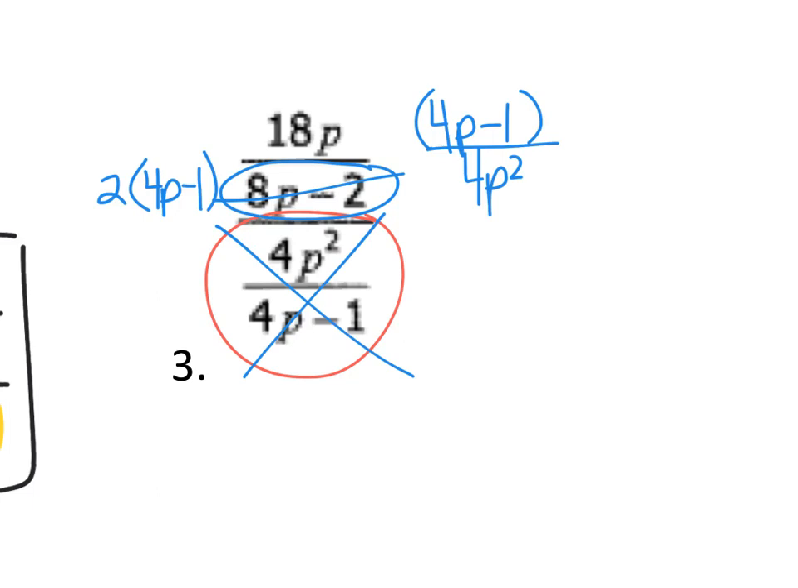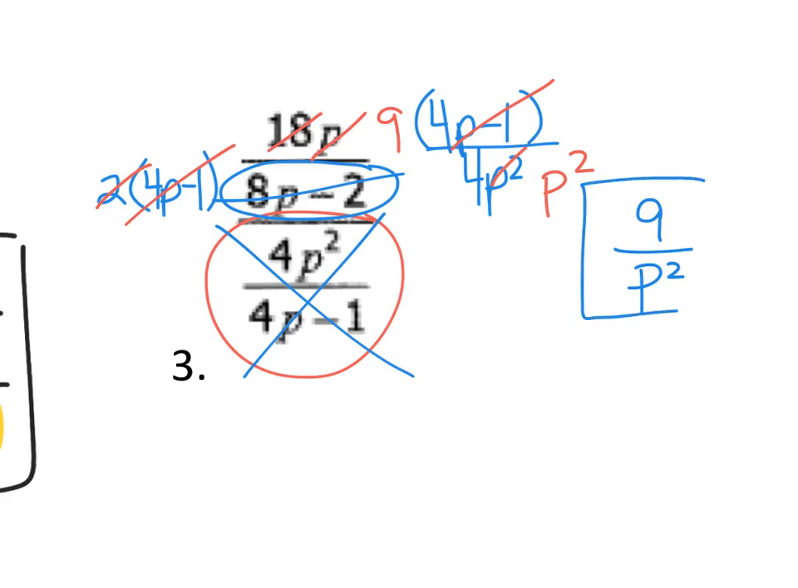So I'm going to go ahead and cancel out common factors again. So I could cancel out the 4p minus 1. The p divided by p squared is just going to turn into p in the denominator. And then 18 divided by 2 is going to be 9. So my numerator is just going to be 9. And my denominator, the only thing that's left is p squared. So it's going to be 9 over p squared.